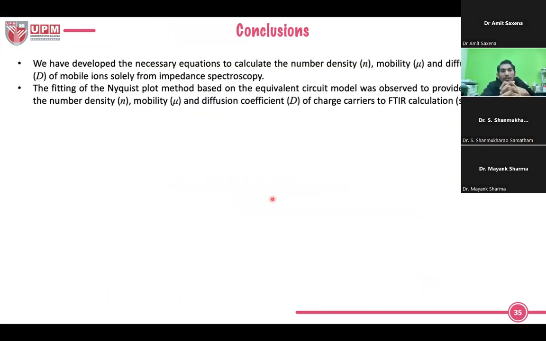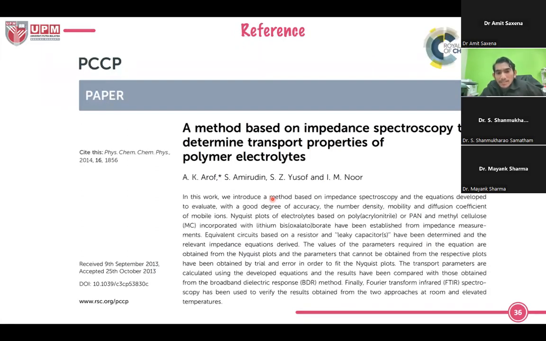Okay, so we can conclude that we have developed the necessary equations to calculate the number density, mobility, and diffusion coefficient of mobile ions from impedance spectroscopy. And the fitting of the Nyquist plot based on the equivalent circuit model was observed to provide values of the number density, mobility, and diffusion coefficient of charge carriers close to the FTIR calculation, which is based on the stoichiometry method. All right. We have published these results in the paper in Physical Chemistry Chemical Physics in 2014, and you may refer to this paper to understand further about the method.